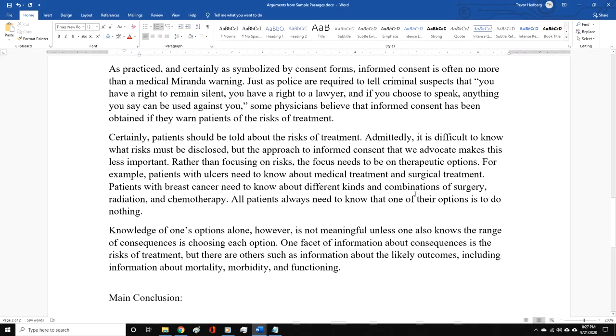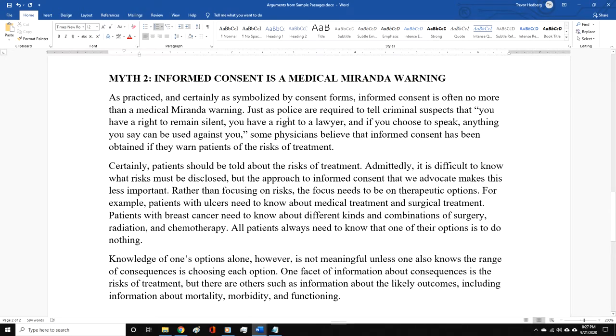Now, let's look at the last one. This is basically the entire section on Myth 2, which is informed consent as a medical Miranda warning. So, again, definitely pause the video here. Take some time to read these paragraphs and get a sense of what's going on. And then, once again, we'll go through and try to figure out what's going on and how we can extract the argument.